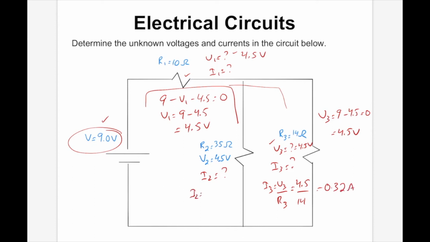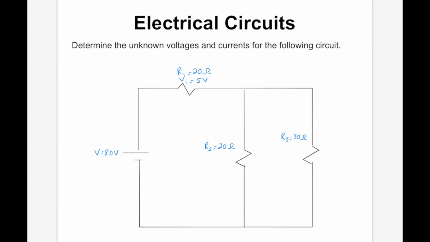I2 is going to be similar. It's going to be V2, which is 4.5, divided by 35. And 4.5 divided by 35 is equal to 0.12 amps. So we've solved for all of our unknowns except I1. I1 is going to equal V1, which is 4.5, divided by R1, which is 10. 4.5 divided by 10 is 0.45 amps.